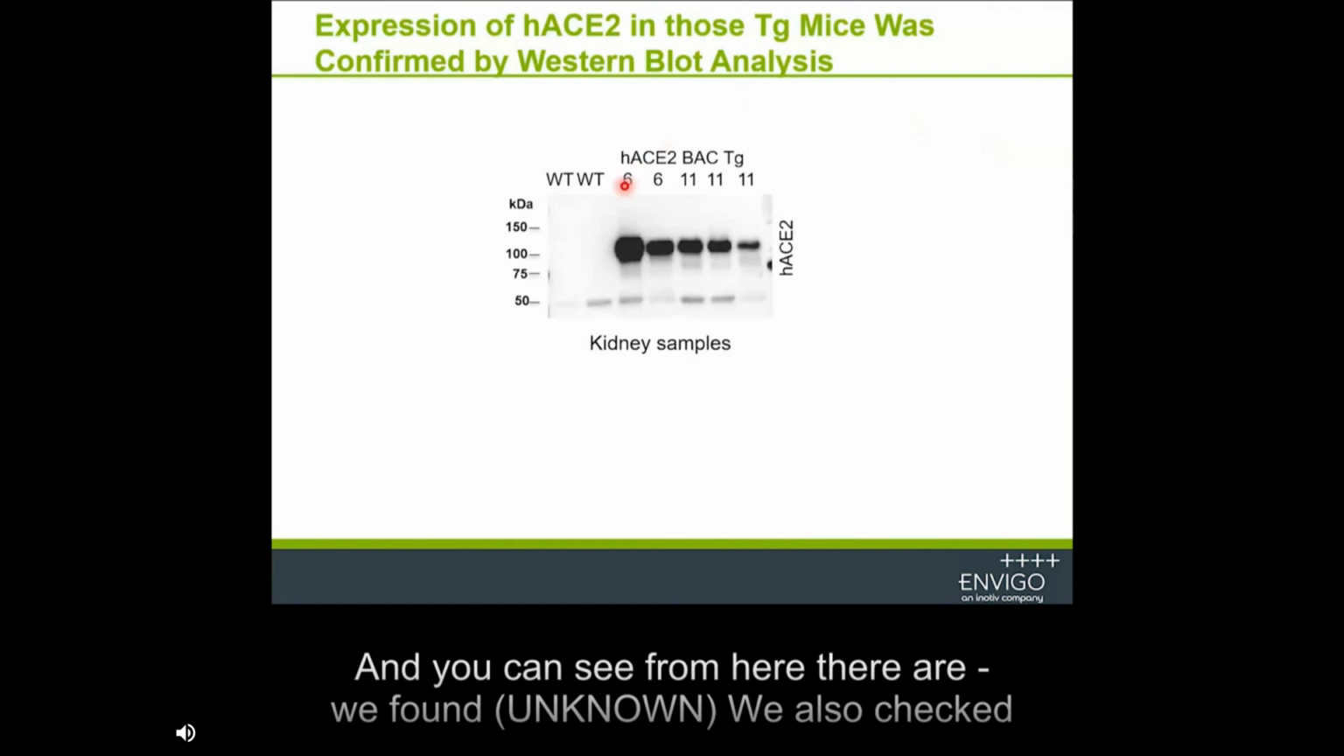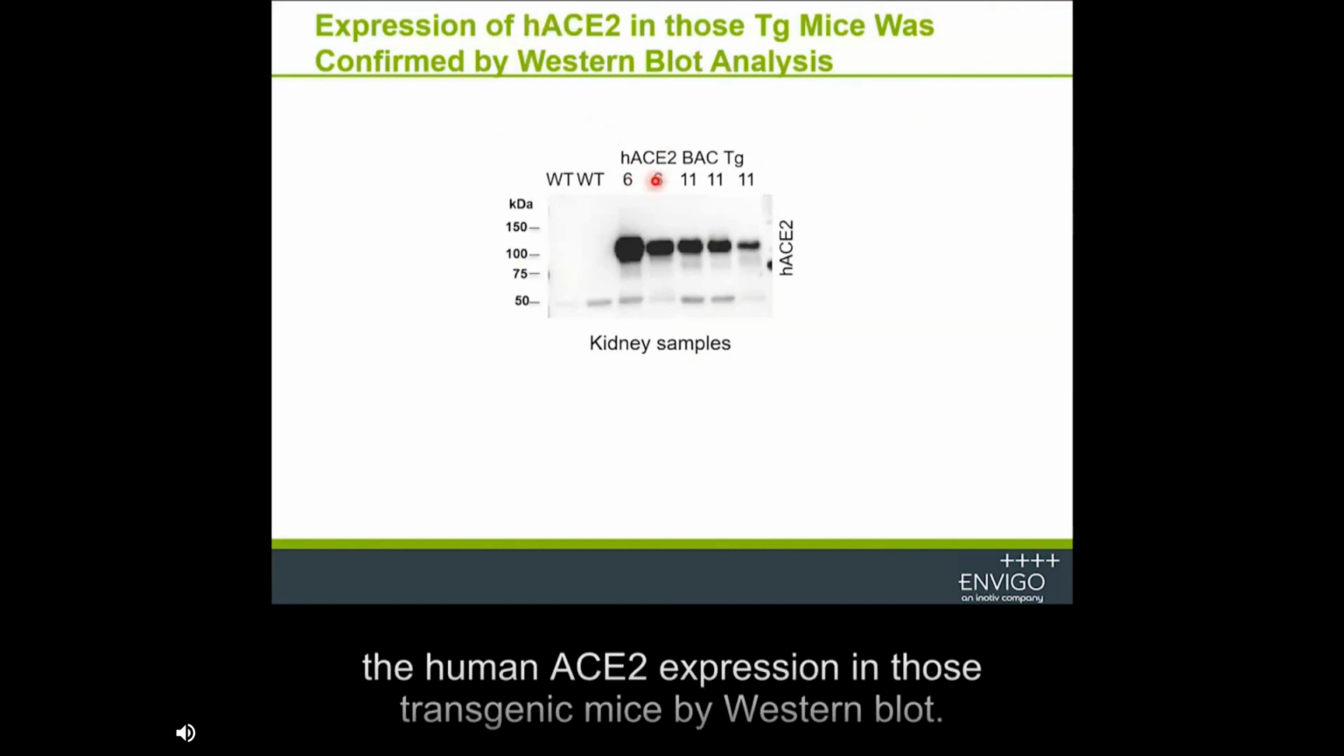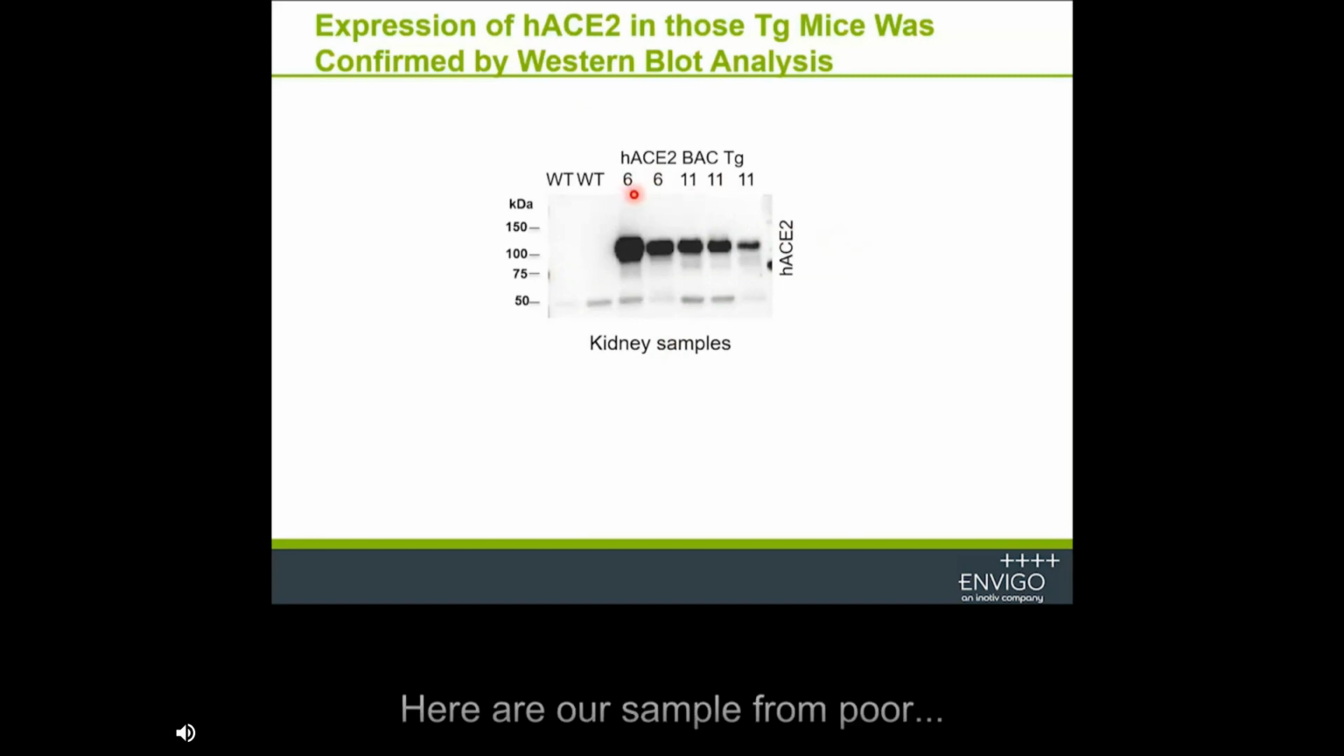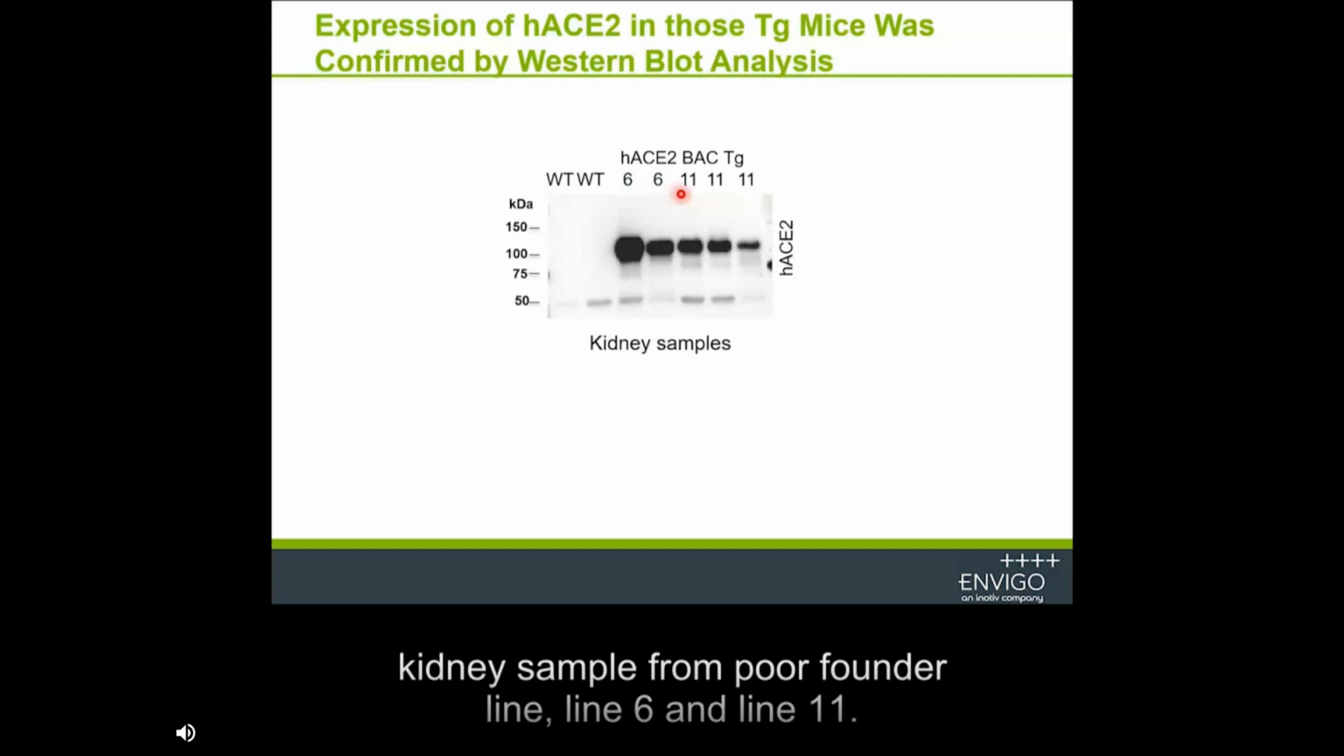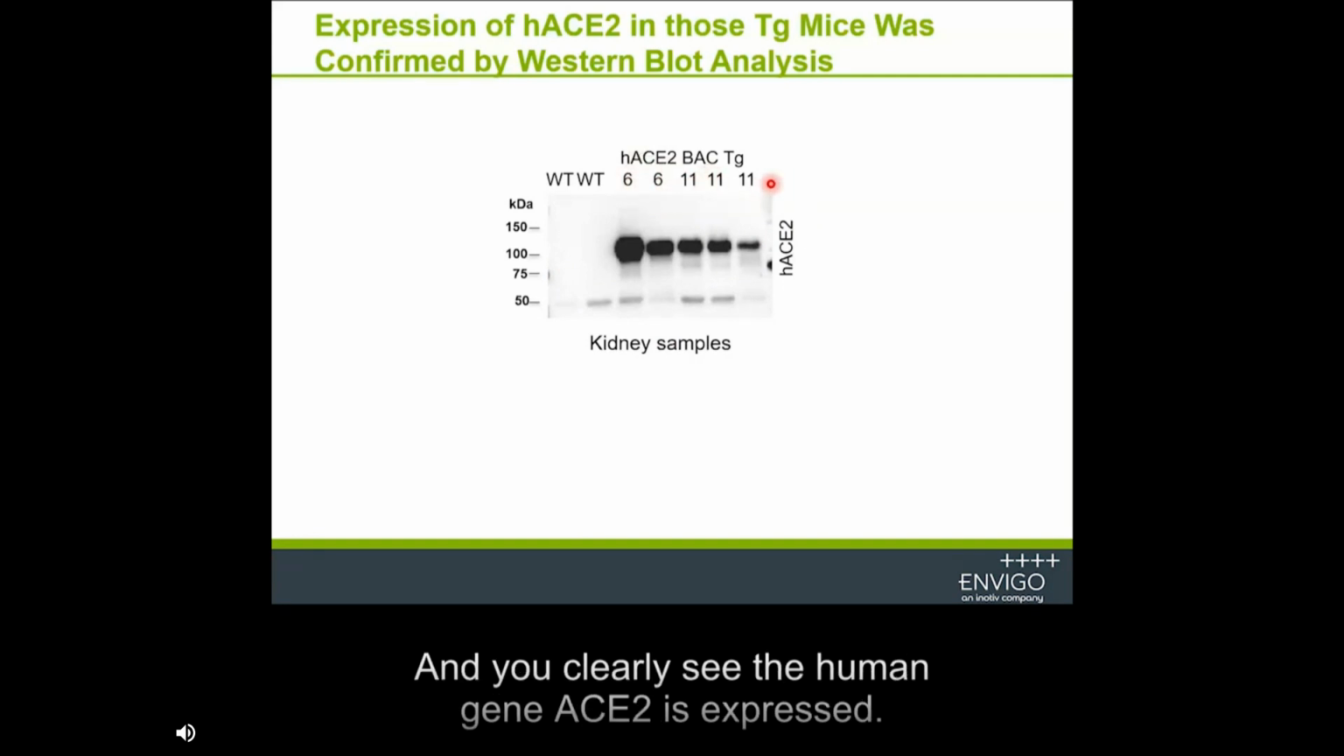So we also check the human ACE2 expression in those transgenic mice by Western blot. Here are samples from 2 kidney samples from 2 founder lines, line 6 and line 11, and clearly see the human ACE2 gene is expressed.